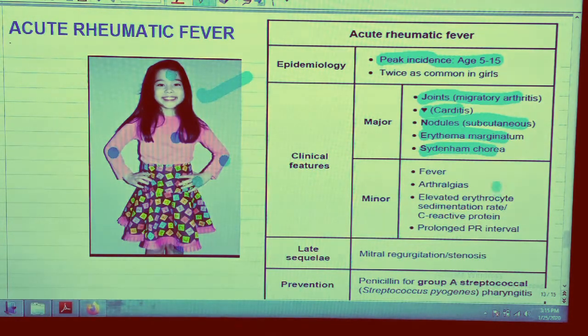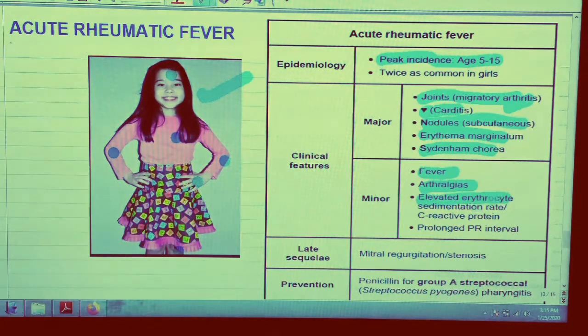Minor criteria are fever, arthralgia, elevated ESR and CRP, and prolonged PR interval. Arthralgia is just joint pain, and arthritis is inflammation. These are the minor criteria.